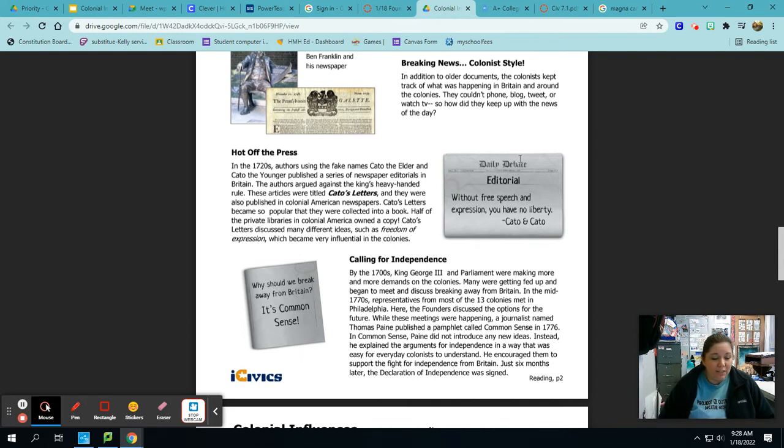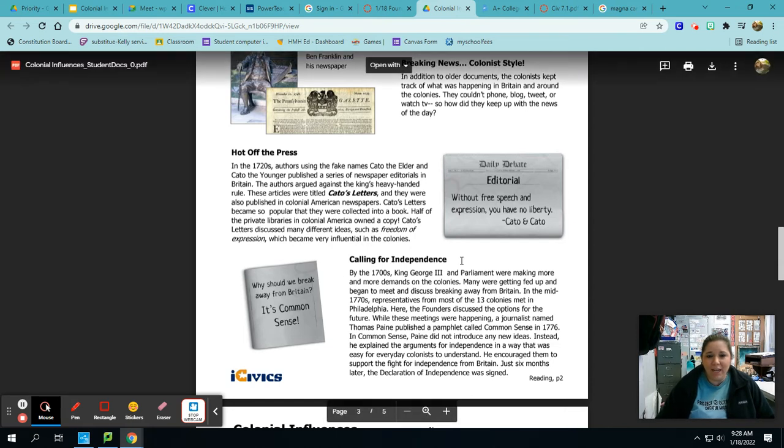Half of these letters were turned into a book, and it was all over the colonies, inspiring the colonists to have free speech, freedom of religion, and freedom of expression, because they didn't have that in the colonies. At this point, we're still controlled by Great Britain.